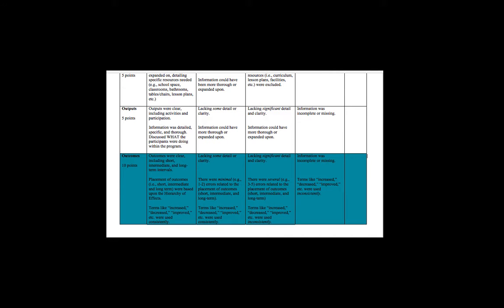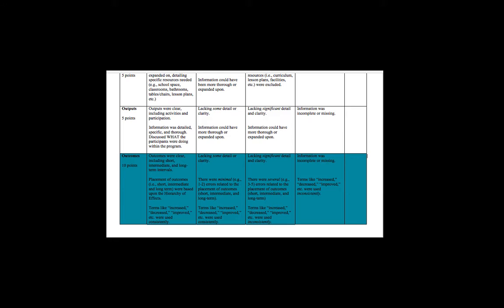Next, we have outcomes shaded in teal. In the all the way column, outcomes are clear and include short, intermediate, and long-term intervals. The placement of these outcomes, for example, short, intermediate, and long-term, are based upon the hierarchy of effects. They also include detailed and straightforward terms like increased, decreased, improved. So what are we wanting our participants to do? Wanting them to increase in physical activity, decrease in sugary drinks, those kinds of things.